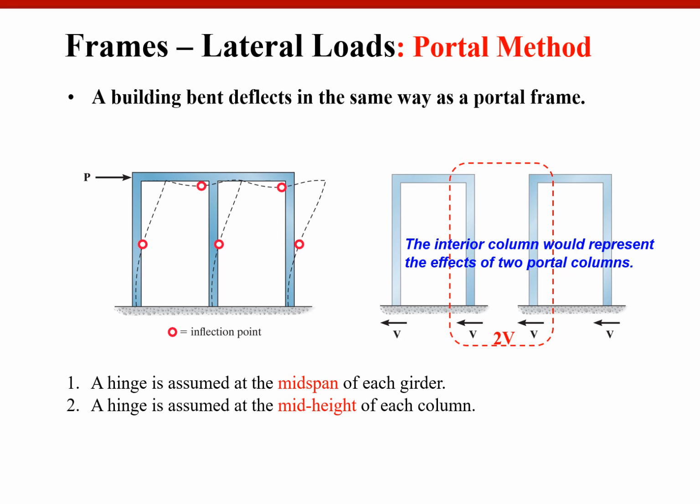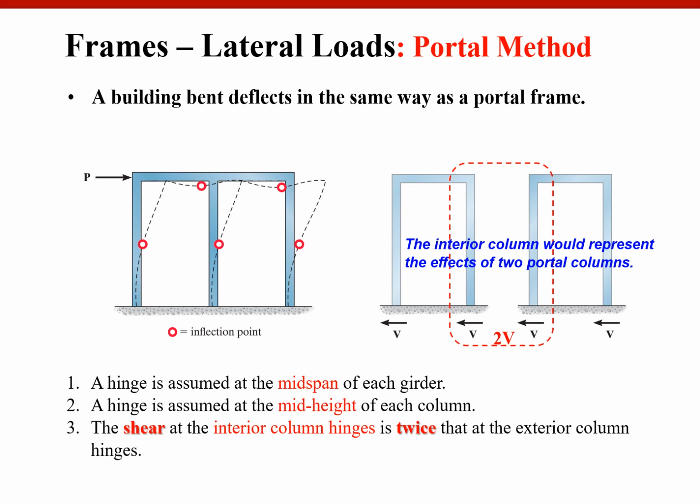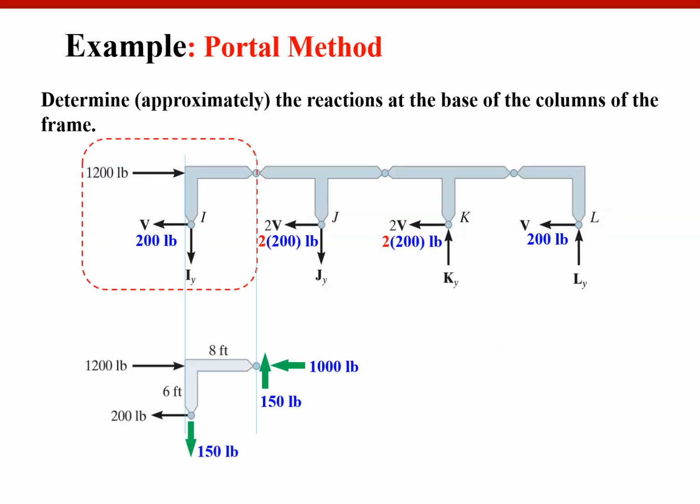So actually this column and this column are the representation of the interior column. So the interior column will carry 2V, twice that of the exterior column. So we are going to have V, 2V for the interior column, and V for the exterior column. So we have a total of 4V. 4V must be the same as P. Okay, memorize that formula. Okay, this is what we have.